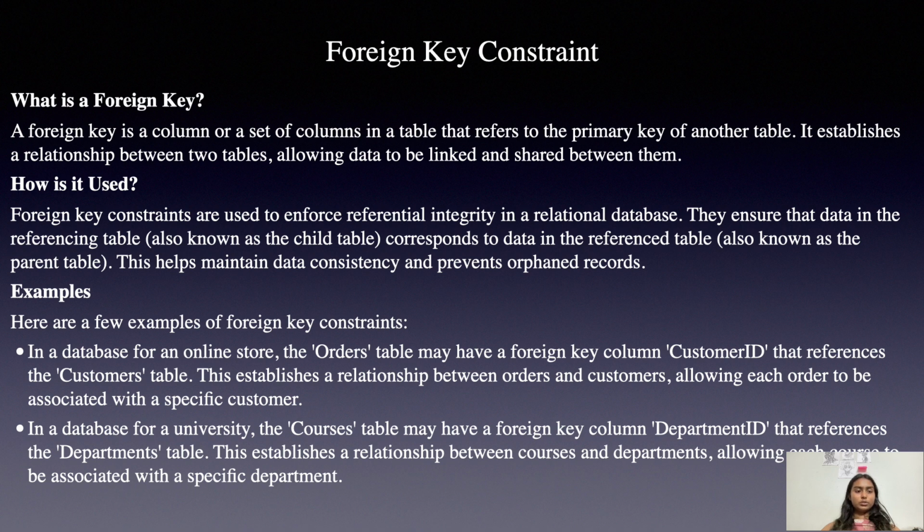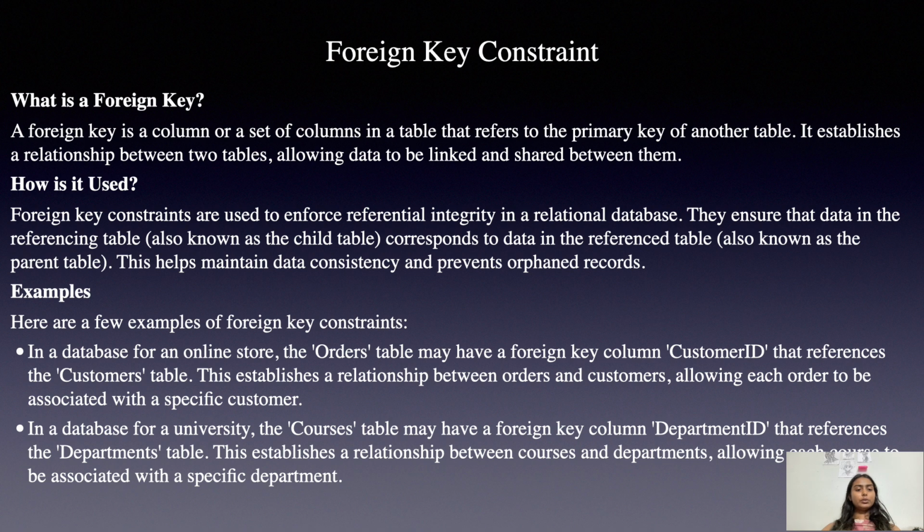How is it used? Foreign key constraints are used to enforce referential integrity in a relational database. They ensure that the data in the referencing table, also known as the child table, corresponds to data in the referenced table, also known as the parent table. This helps maintain data consistency and prevents orphaned records.